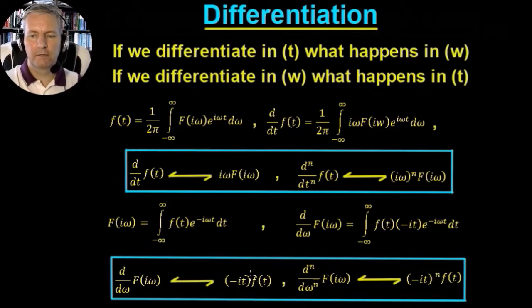Now the same thing applies here as above. Whenever we look at the nth derivative, in this case we get minus it to the power of n times our function f of t. So these are our four little transform pairs here. Now we'll look at them graphically, and then we'll put them into MATLAB, and we'll see it done in MATLAB as well.